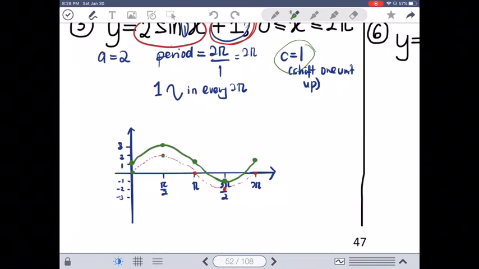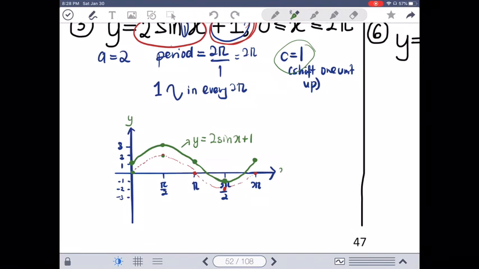Okay. So the green graph is what we call y equals 2 sine x plus 1. So your final answer should be the green graph, where the maximum is 3 and the minimum is negative 1.